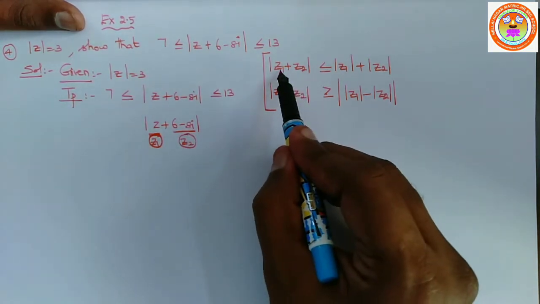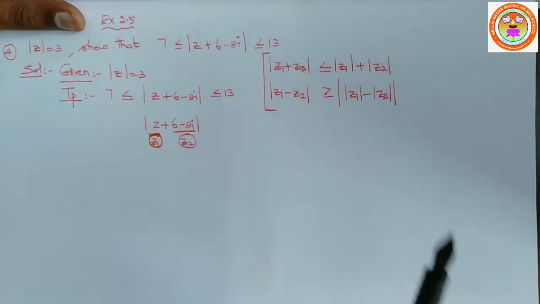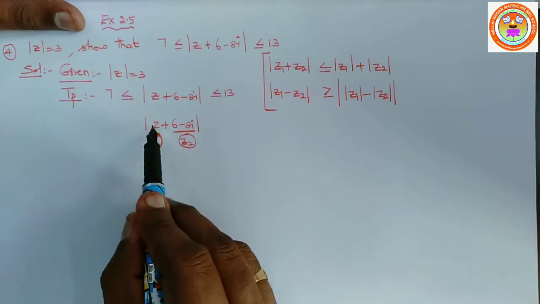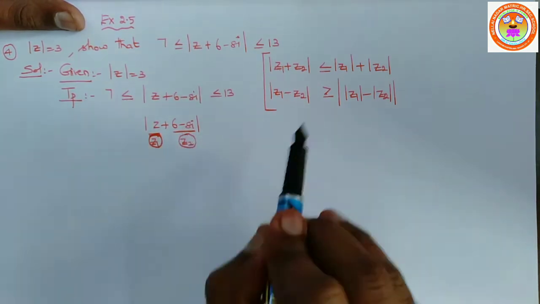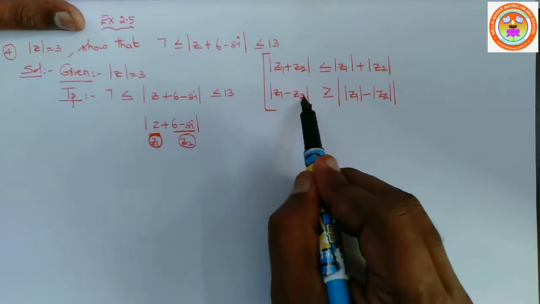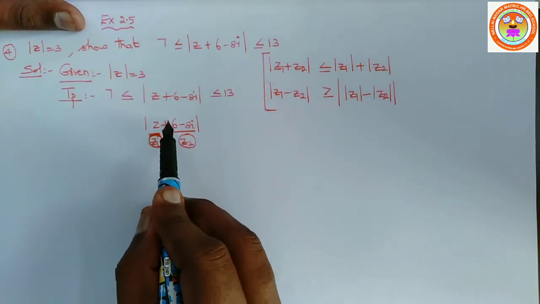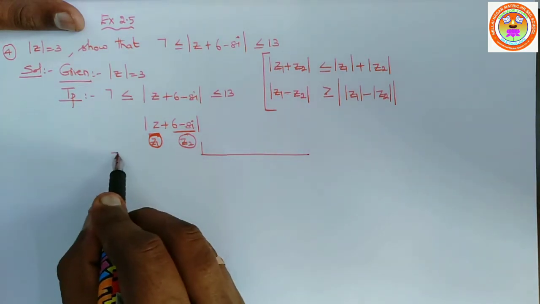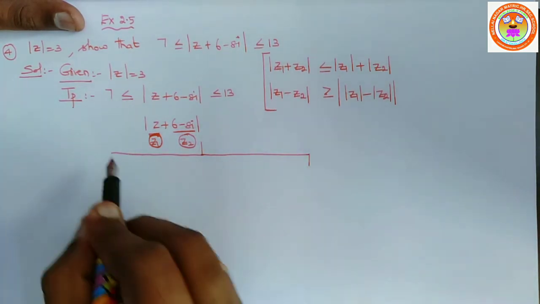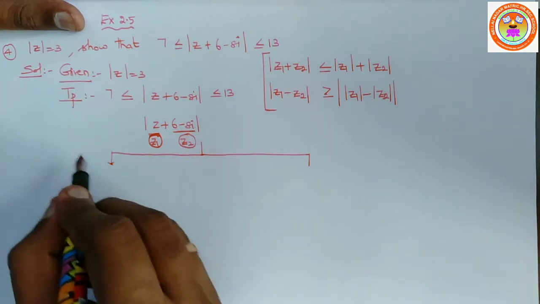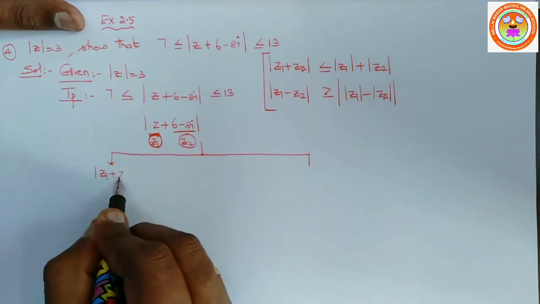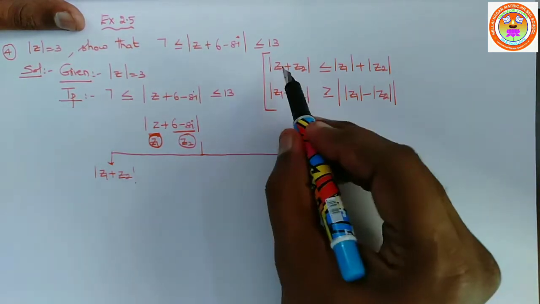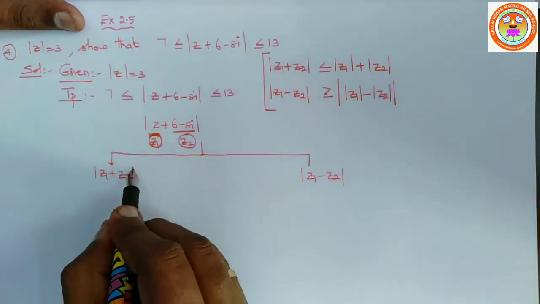See, the first formula is z1 plus z2, no problem. z1 is z, z2 is 6 minus 8i. What is the second formula? z1 minus z2. There is no minus present here, so I am going to separate this into two ways. The first way is modulus of z1 plus z2. The second way is modulus of z1 minus z2. The first way can be written as it is.